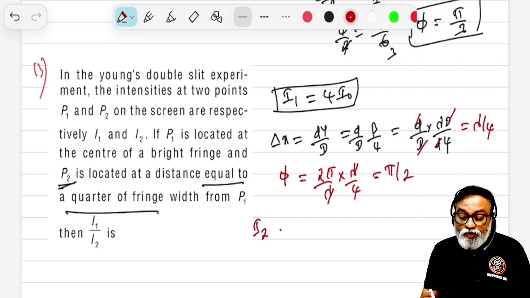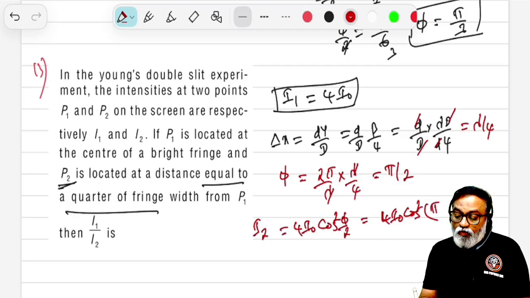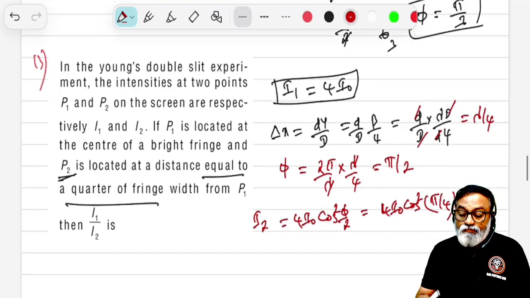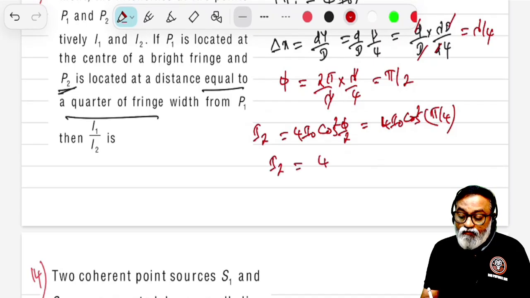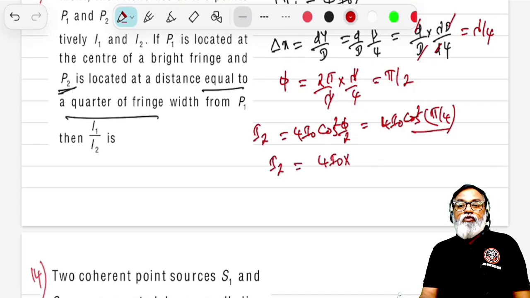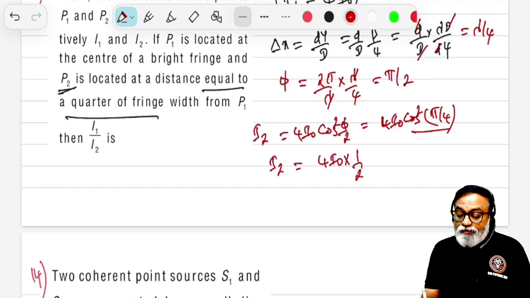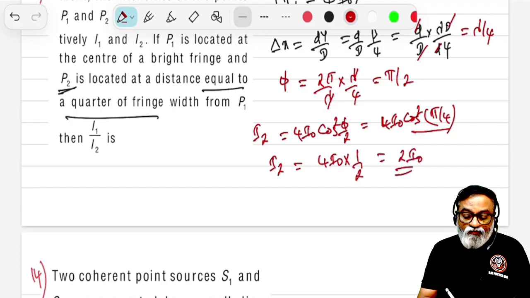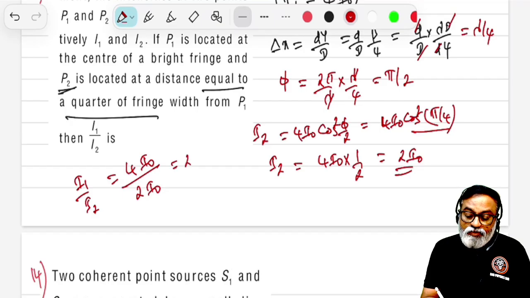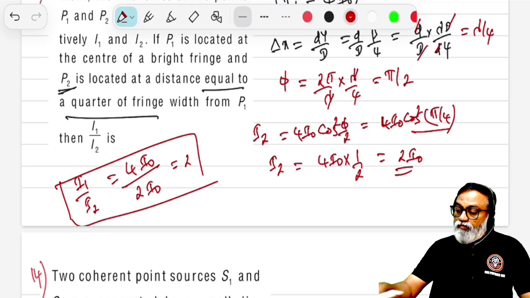Now, intensity I2 is equal to 4 I naught cos square phi by 2. Therefore, 4 I naught cos square, here pi by 4. This becomes I2 is equal to 4 I naught cos 45, 1 by root 2, 1 by root 2 whole square, which is 1 by 2. This becomes 2 I naught. But you have to find I1 by I2. Therefore, I1 is equal to 4 I naught, I2 is 2 I naught. This becomes 2. Therefore, I1 by I2 is equal to 2.